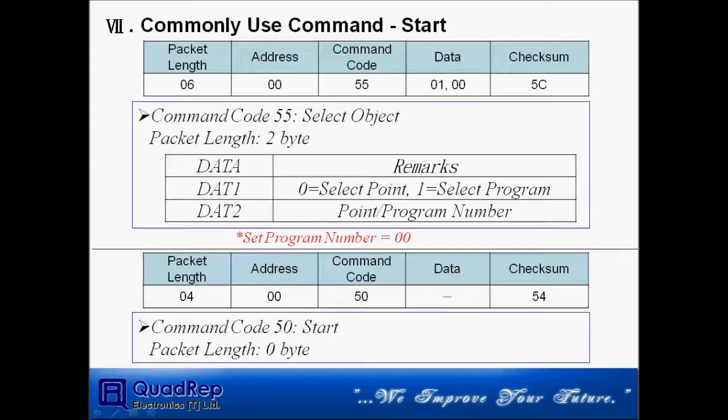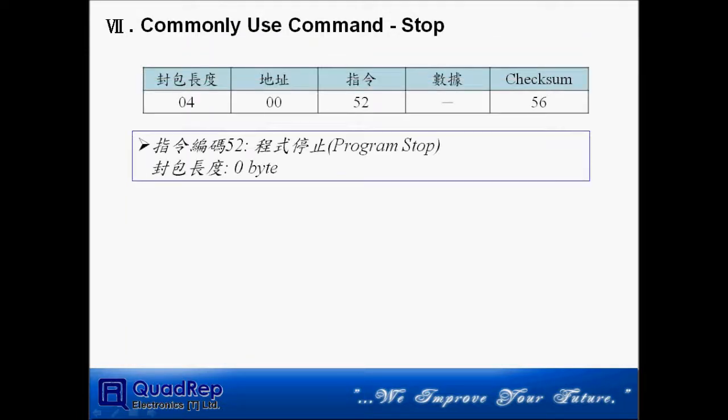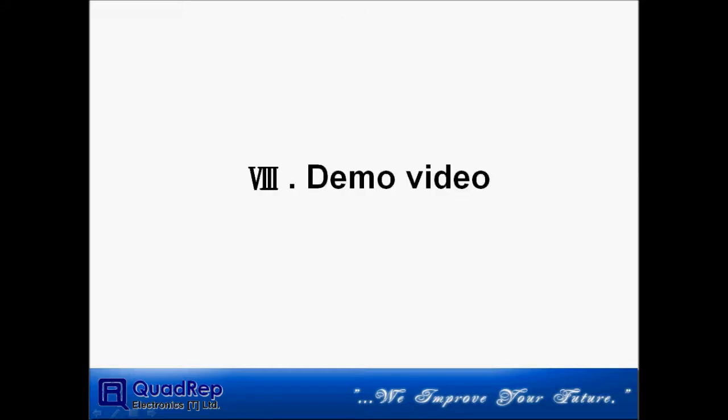Commonly used commands. This is the definition of the command to let our program start. And this is the command to stop the program. And now we are going to watch a video of the motors' movement. The movement of the motors depends on the example we explained at the program store.